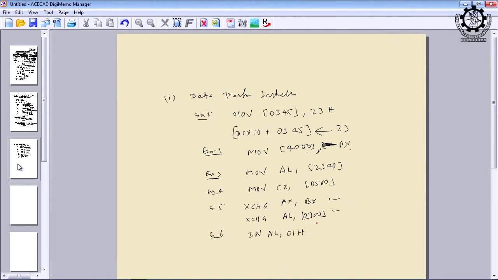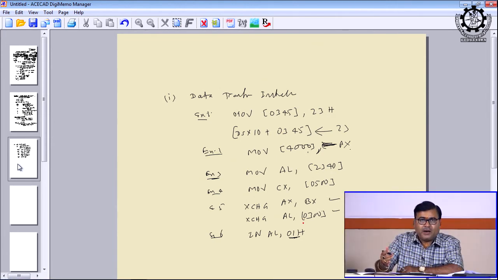What is the meaning of this? IN AL, 01H. So, 01H is the port address, an input device port address, from where 8-bit data will be loaded into the register AL, because AL is an 8-bit register.